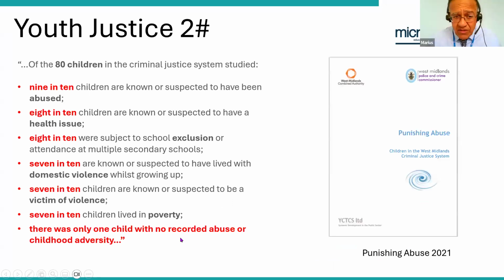And another colleague, Dr. Alex Chard, has done a deep dive into 80 young people in the criminal justice system across the Unitary Authority of the West Midlands. He did a deep dive into the background of these young people. Now, when you look at those statistics, the collisions of complex needs surrounding these young people who have ended up in youth justice pathways is just, again, too great to ignore. Only one child out of the 80 had no recorded abuse or childhood adversity.